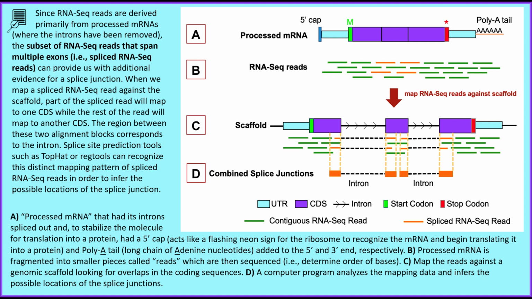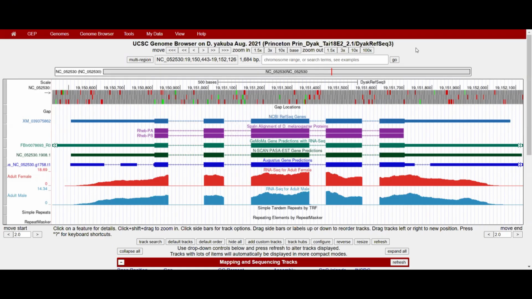Part A shows us the processed mRNA that has had its intron spliced out. Part B illustrates the processed mRNA fragmented into smaller pieces called reads, which are then sequenced, meaning the order of the bases gets determined. Part C depicts the mapped reads against a genomic scaffold looking for overlaps in the coding sequences. And Part D illustrates how a computer program might analyze the mapping data and infer the possible locations of the splice junctions. So let's go back to our genome browser for REB.